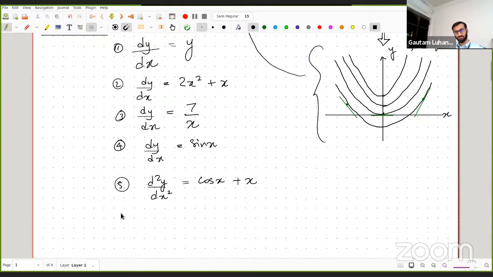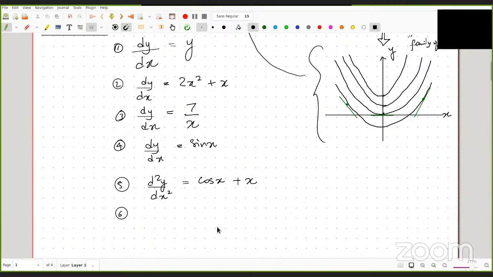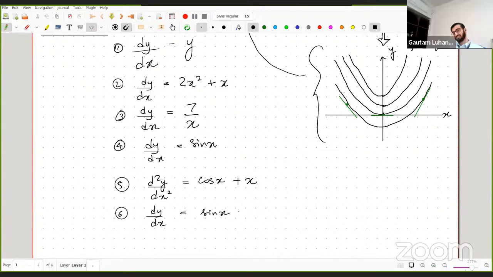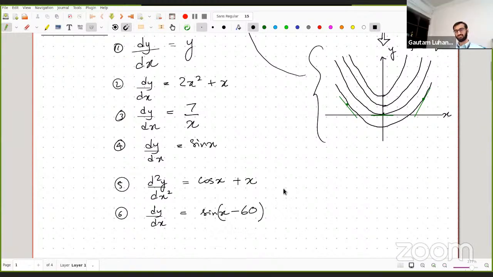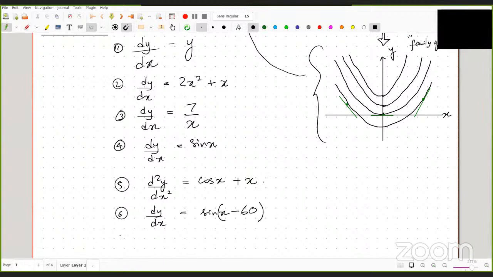All right, make it even more complex. Come on, let's see how complex you could make this. Sir, dy upon dx is equal to sine of x minus 60. Okay, still not very complex. Even this is not very difficult to solve, I believe. dy dx equals e to the minus x squared.